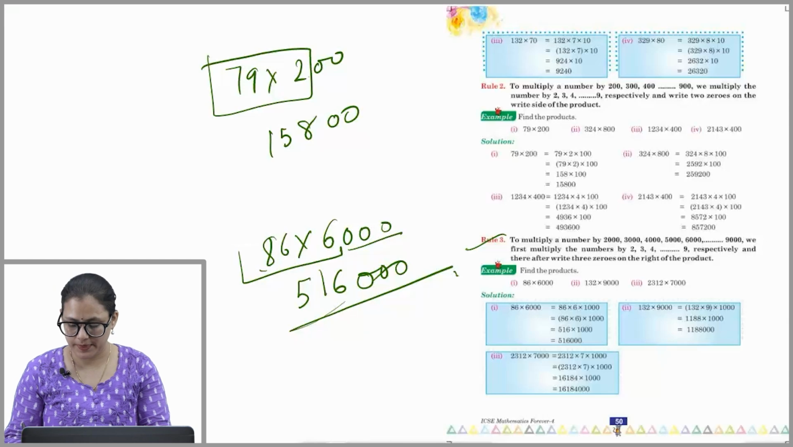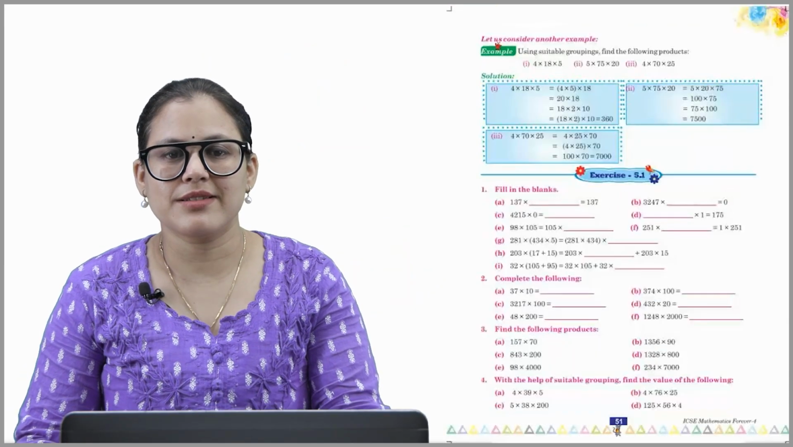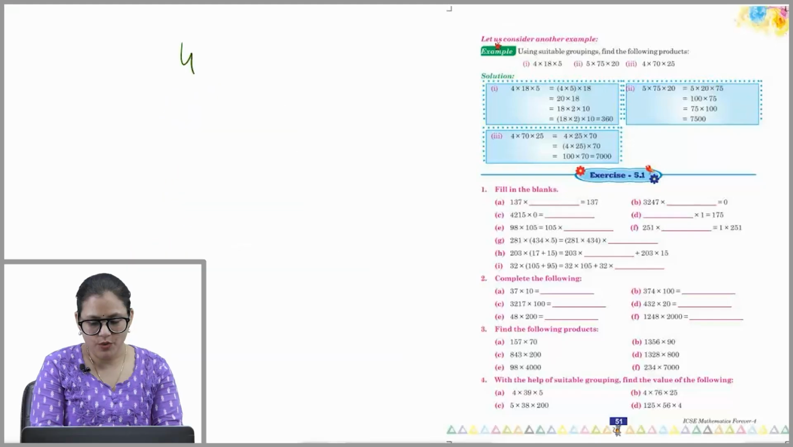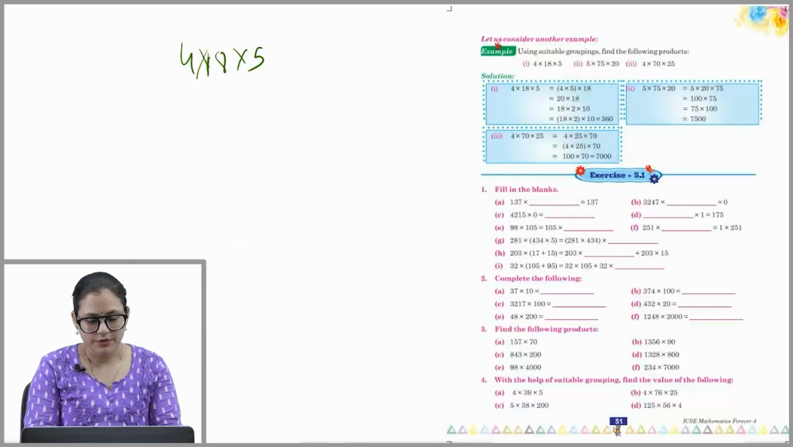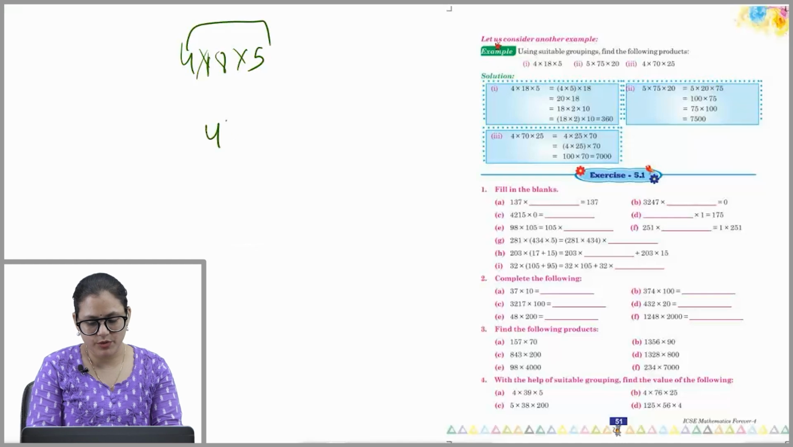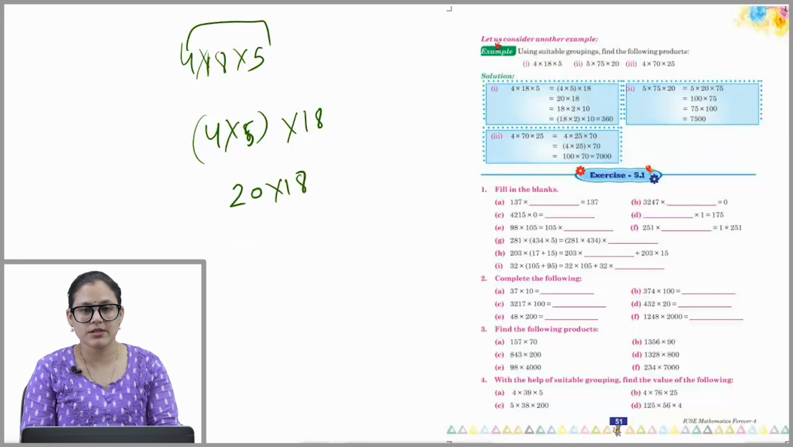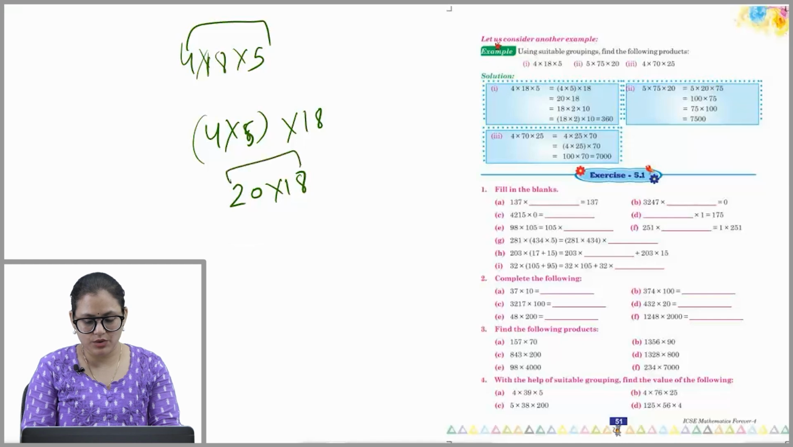Let us consider another example. Using suitable grouping, find the following products. 4 into 18 into 5. So first we will multiply these two numbers, 4 into 5, and then 18. 4 into 5 is 20, into 18. Now this is easy to multiply. So 18 into 2 is 36 and you will put 0 to the right side.